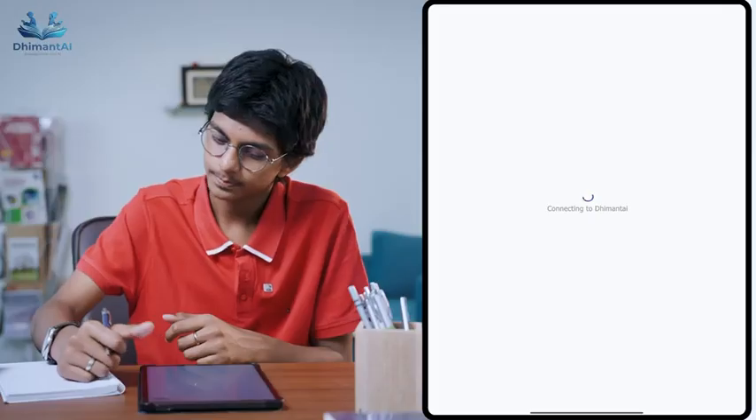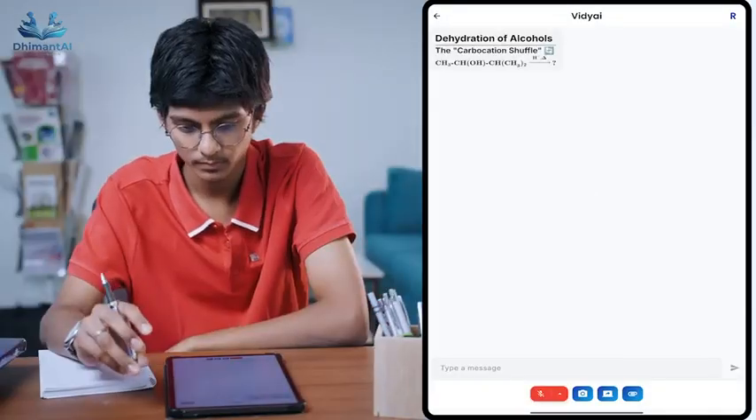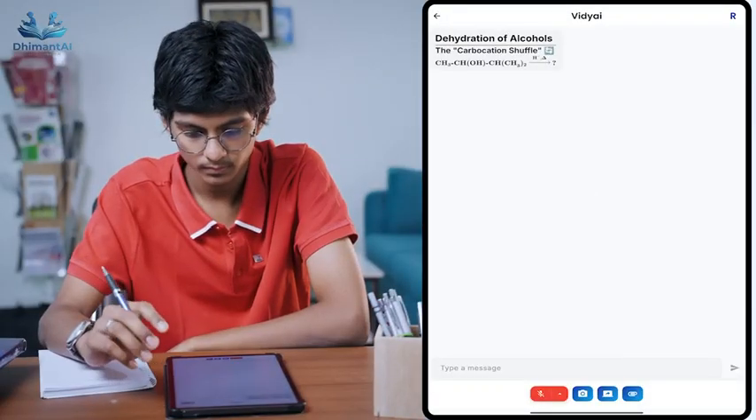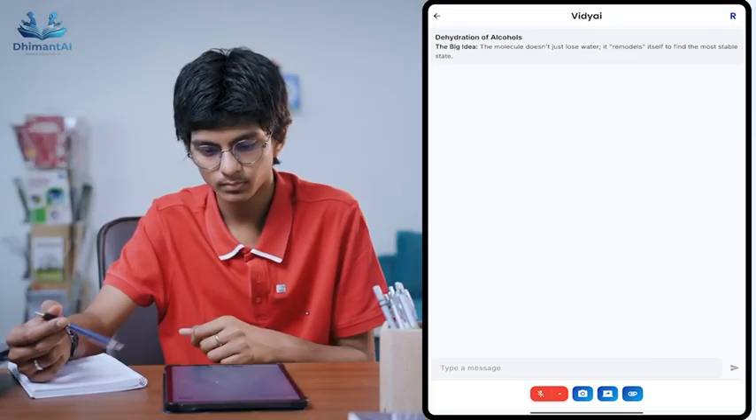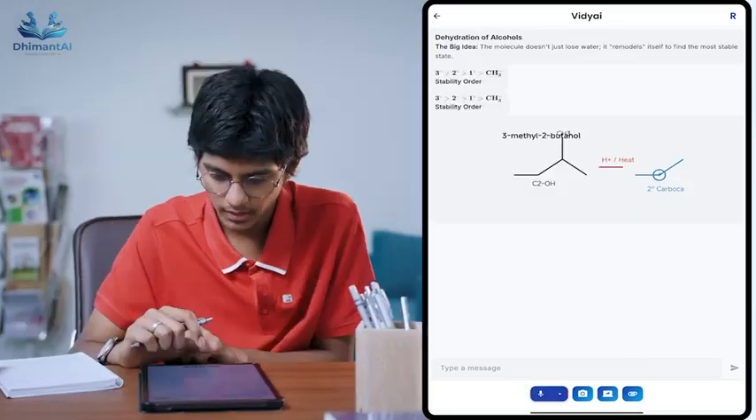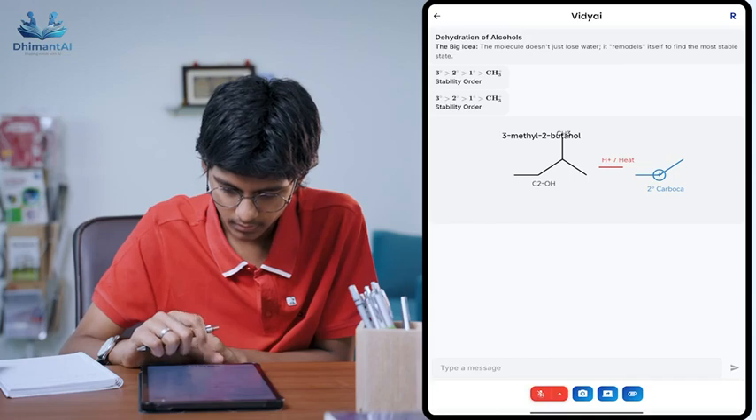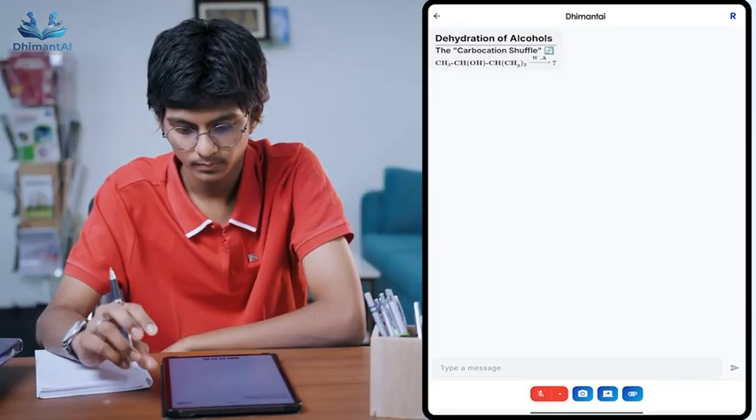He starts learning the topic using teacher mode. Here, Dhimant acts like a personal tutor, explaining the concept clearly with voice guidance and an interactive whiteboard, just like a real teacher.